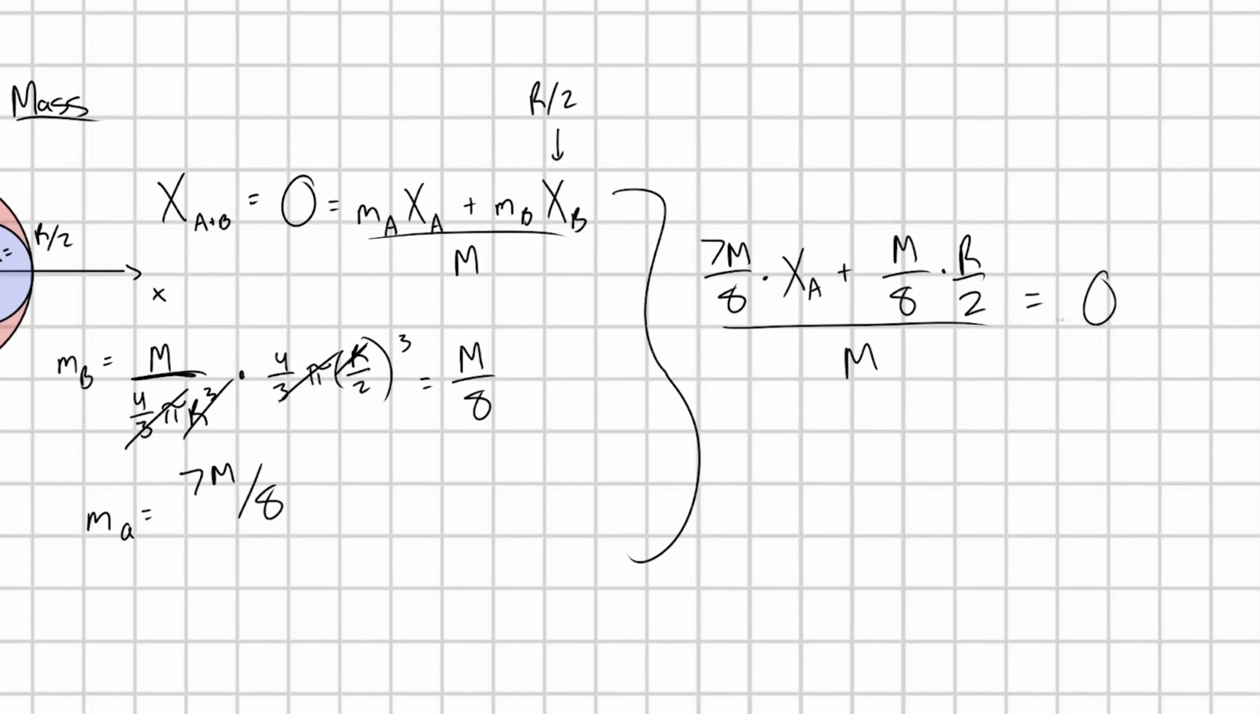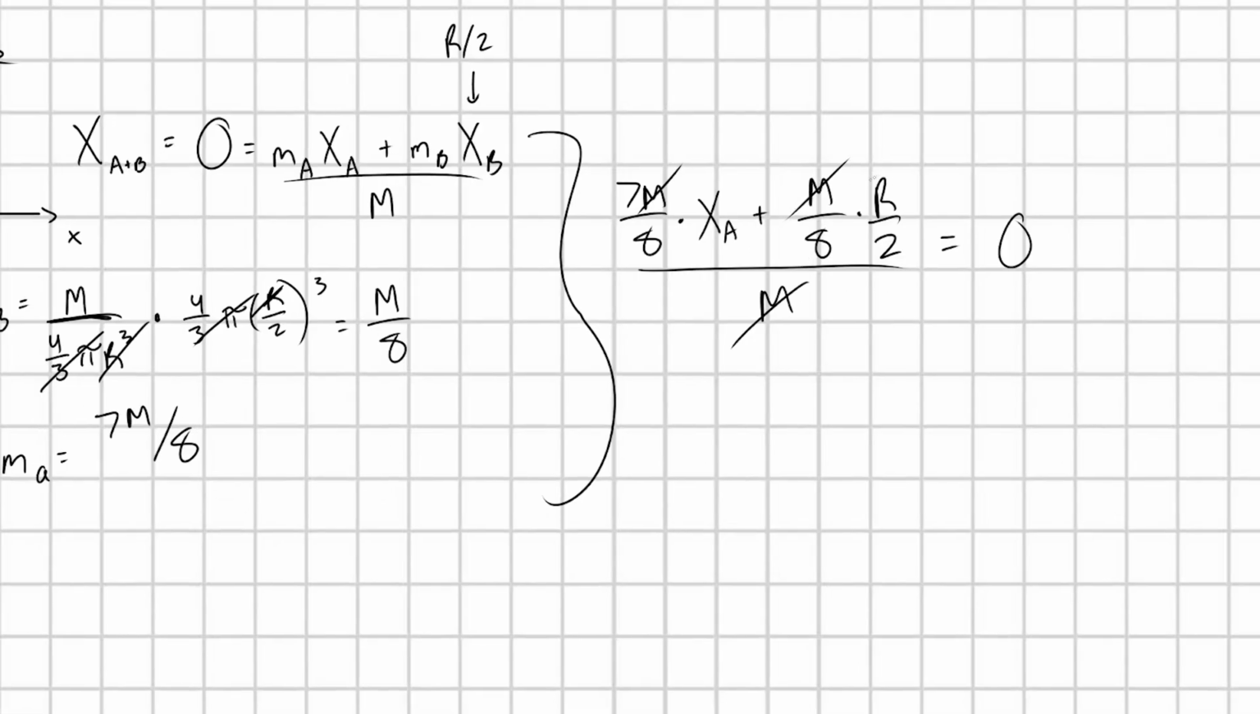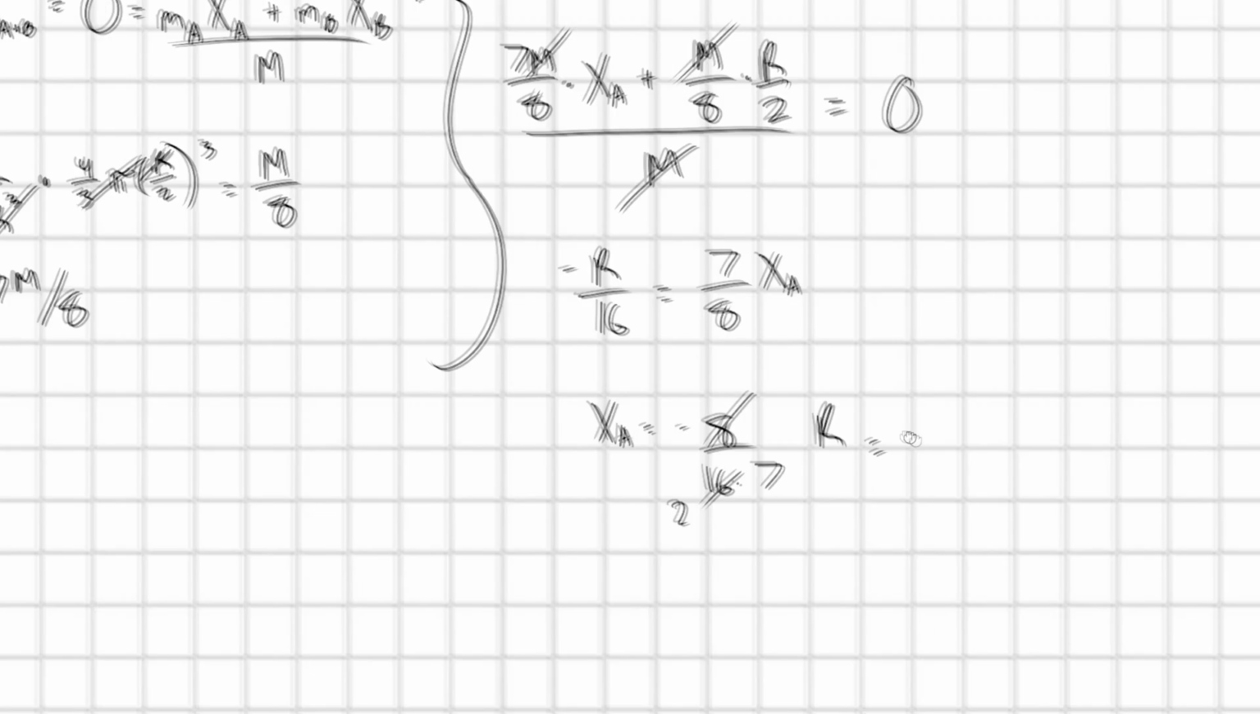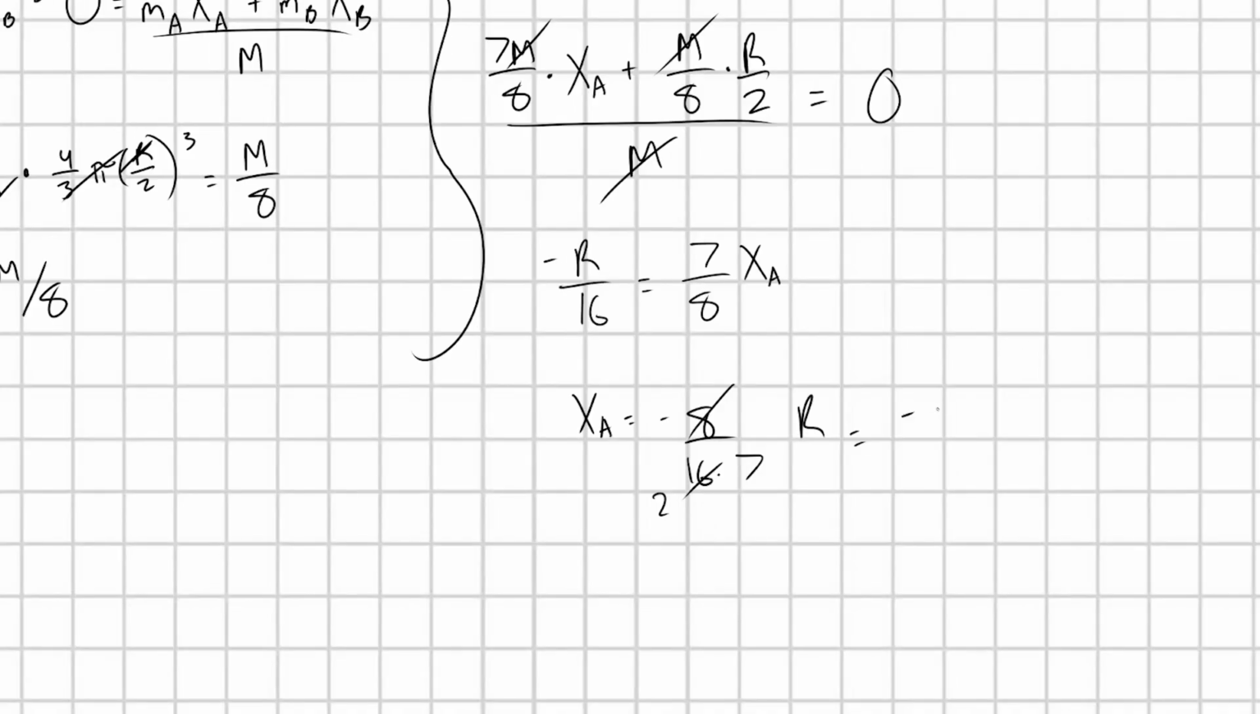And so from here, we just need to solve for XA. I'm going to go ahead and cancel out my little M's. There we go. Right, let me go ahead and move this term to the other side. I'm going to have minus R over 16 is equal to 7/8 times XA, right? Or XA is equal to minus 8 over 16 times 7 R, cancel, cancel. And we have XA is equal to minus R over 14.